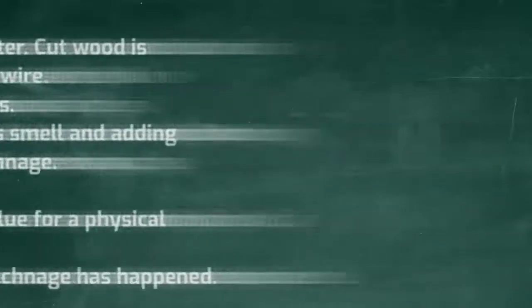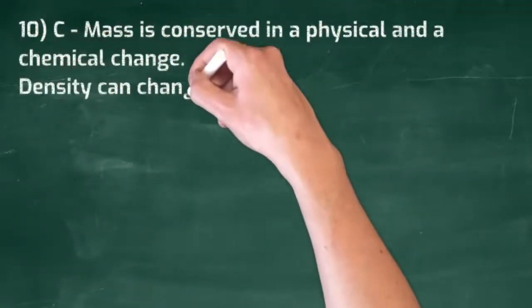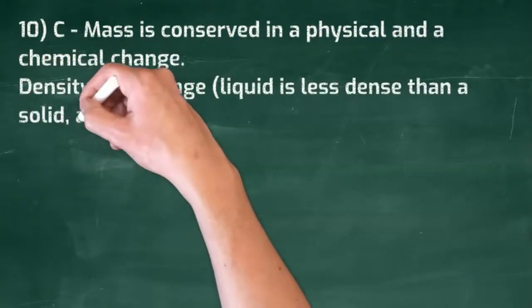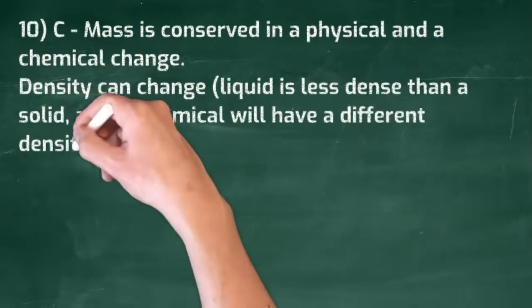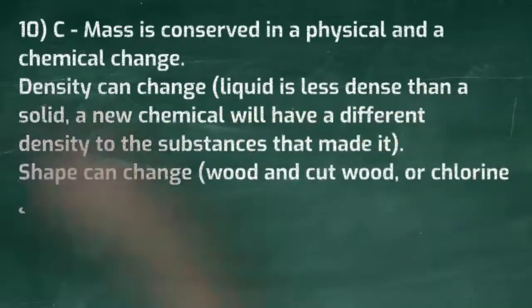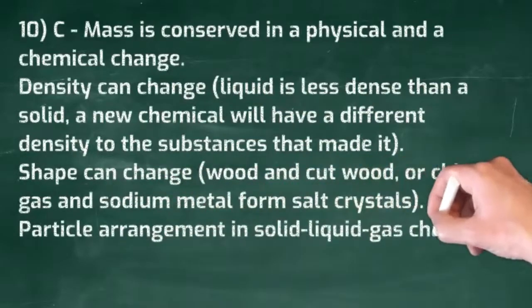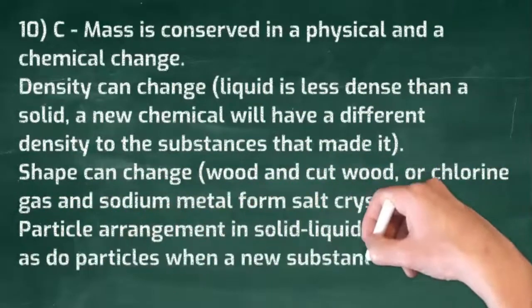For number 10, the answer is C. Mass is conserved in a physical change and a chemical change. The density can change. A liquid is less dense than a solid. A new chemical might have a different density. Shape can change. Wood and cut wood or chlorine gas and sodium forming sodium chloride.